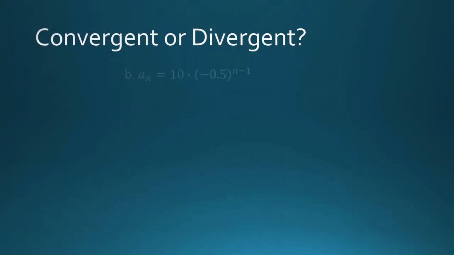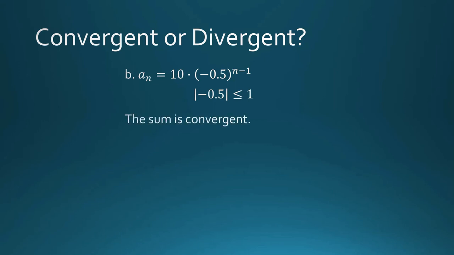Let us go to another geometric sequence. How about this? Is this convergent or divergent? Does this geometric sequence have a finite sum or not? Well, we pay attention to the common ratio. The absolute value of your common ratio is less than 1. So this geometric sequence has a finite sum.